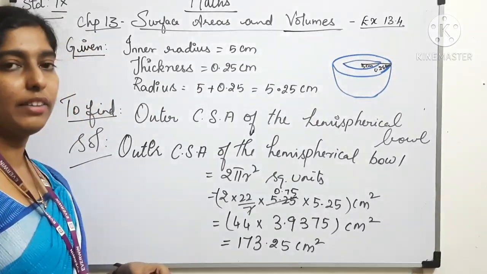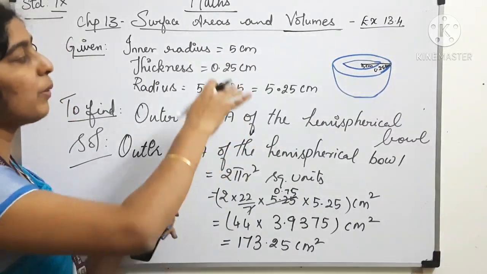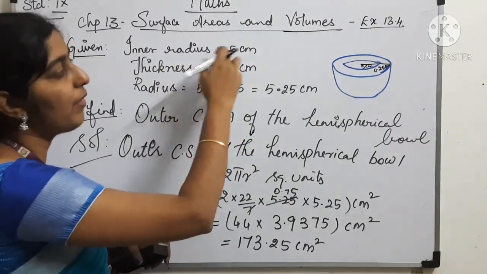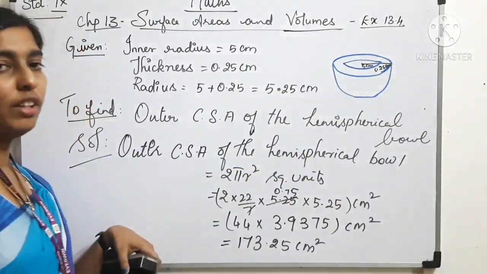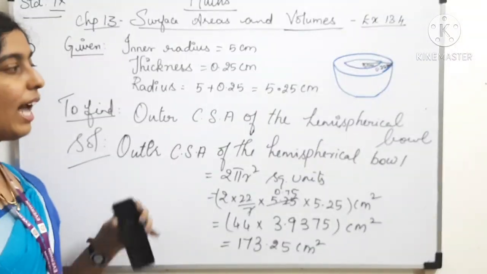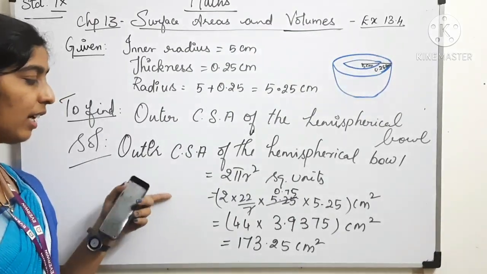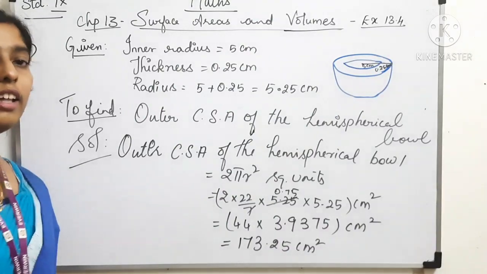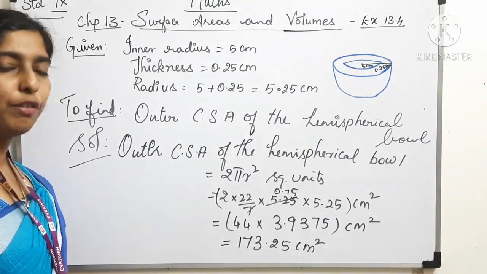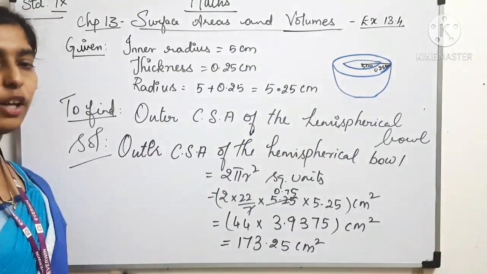173.25 centimeter square. Since only the inner radius is given, we are adding the inner radius plus the thickness to get the radius of this hemispherical bowl. And then we substitute in the formula and we got the outer curved surface area of the hemispherical bowl as 173.25 centimeter square. Now you can copy this.